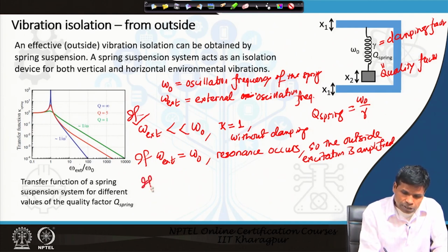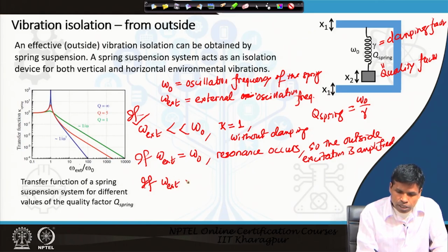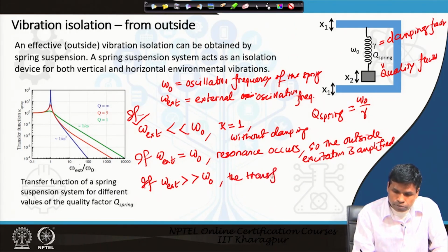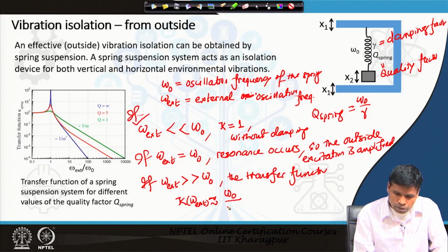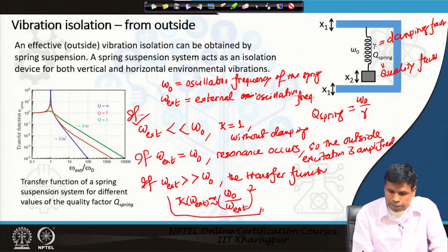But if, and this is the condition, if omega ext is much greater than omega naught, then the transfer function kappa will be close to omega external over omega naught to the power square. So, this would be like this.